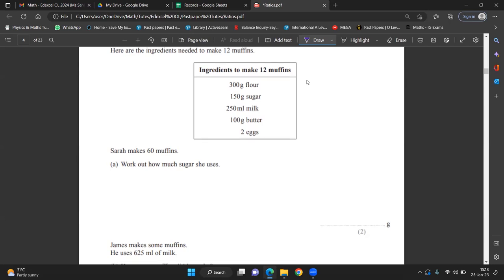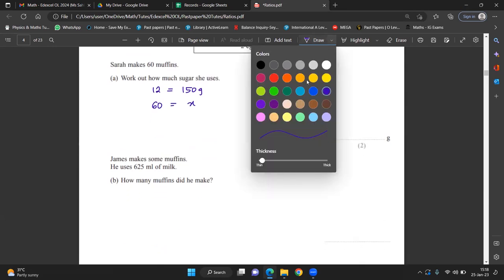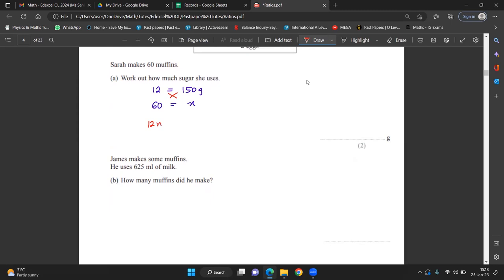Okay, guys, how much sugar does she use? So you would say if 12 muffins needed 150 grams of sugar, then 60 muffins equals x grams. Take this down faster. Cross multiply. 12x equals how much? 9,000. Divide both sides by 12. x equals 750. How many of you got this answer? Why? Got confused. Okay. Stop talking.